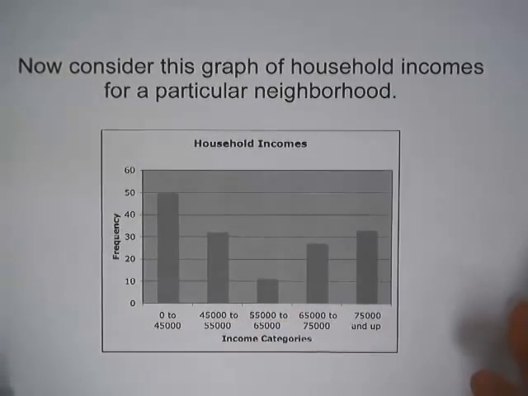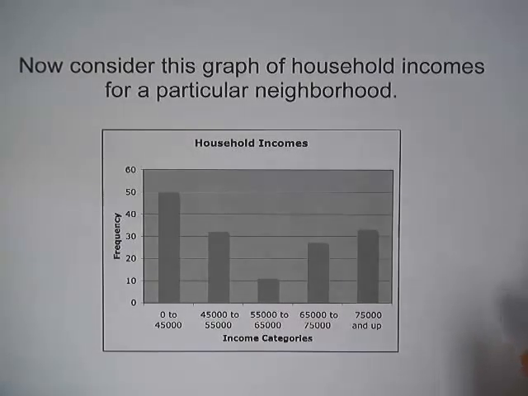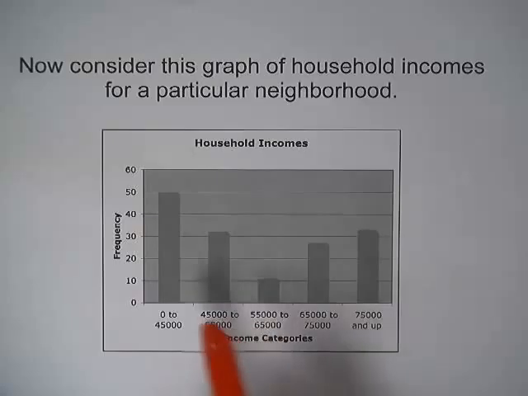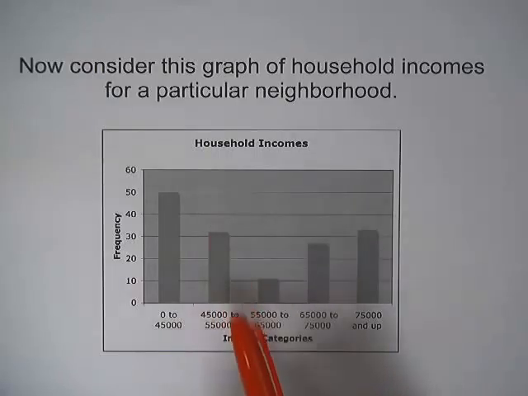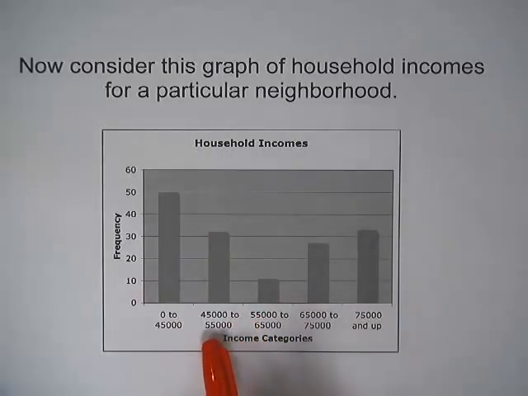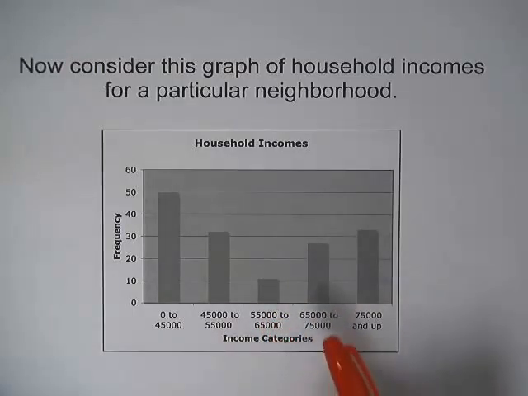Let's take a look now at a second graph. Again, you should be thinking about how this might be misleading. Now consider the graph for household incomes for a particular neighborhood. The income categories here are in thousands of dollars, and we have frequencies labeled on the y-axis. It seems like there's about 50 people in the $0 to $45,000 income level, a little more than 30 people in the $45,000 to $55,000, maybe about 11 or 12 people in the $55,000 to $65,000, and so on. The last category was $75,000 and up.